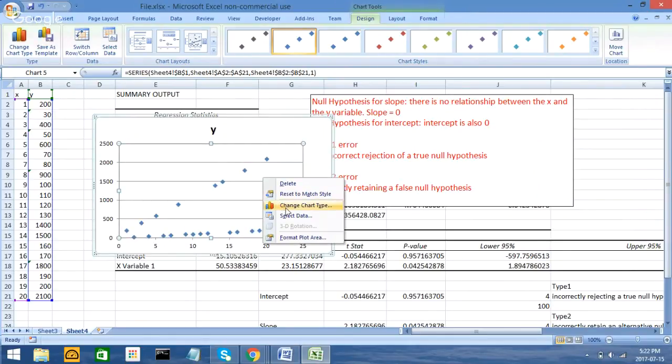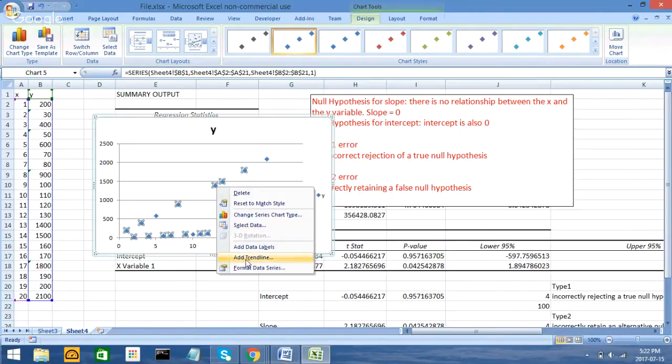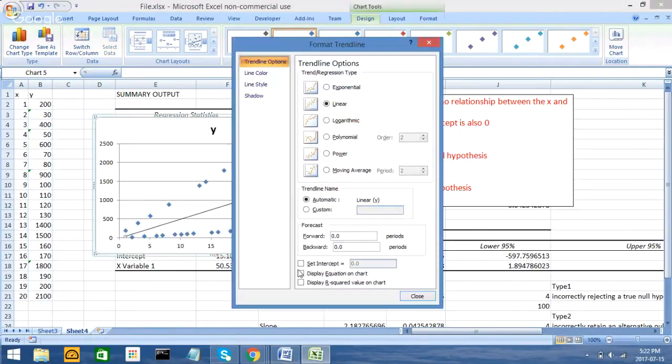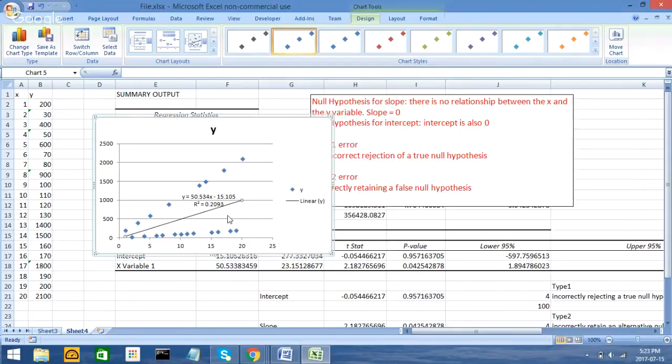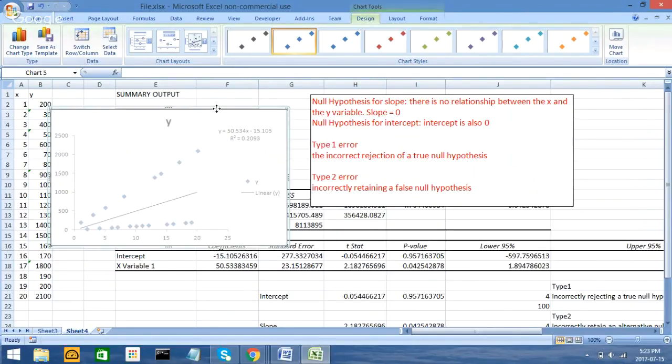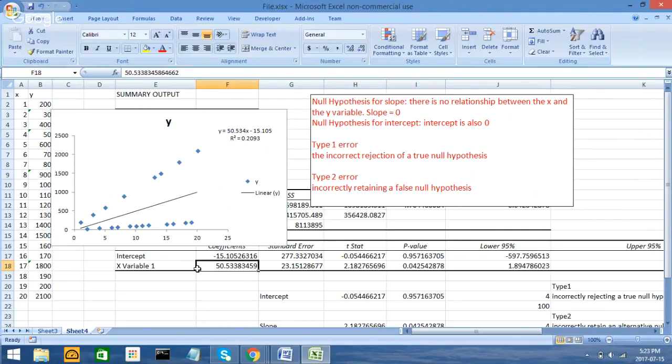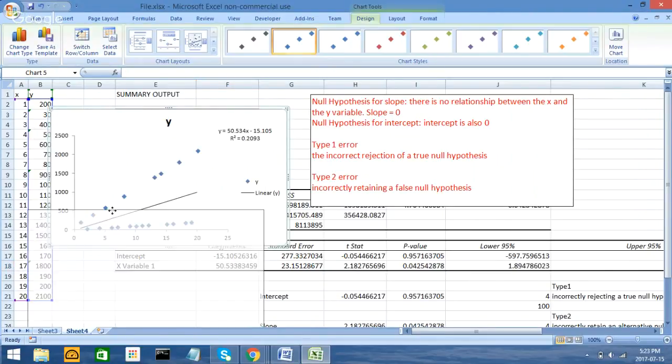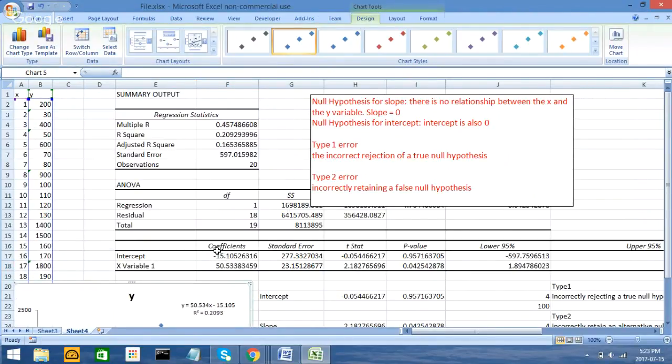Once you click on the data, you add a trend line, and display the equation and the R-square value. As you can see, the slope is 50.534 and the intercept is negative 15.105. The descriptive statistics output that I have in here, we can work with this.